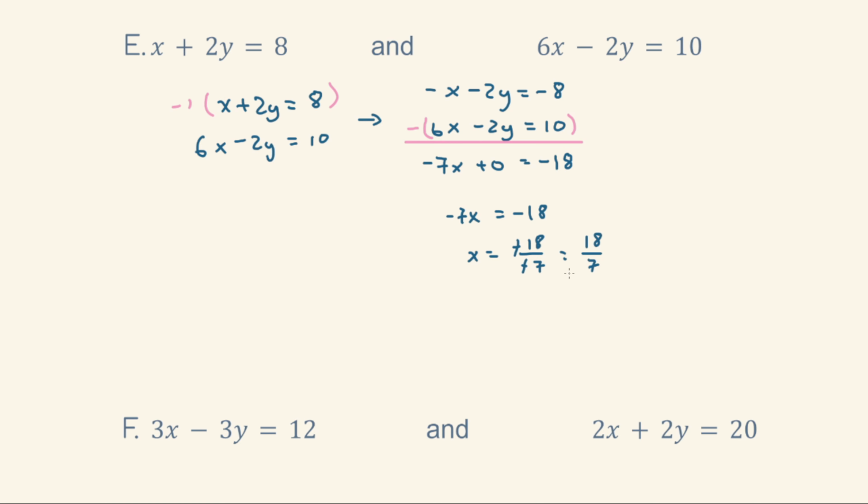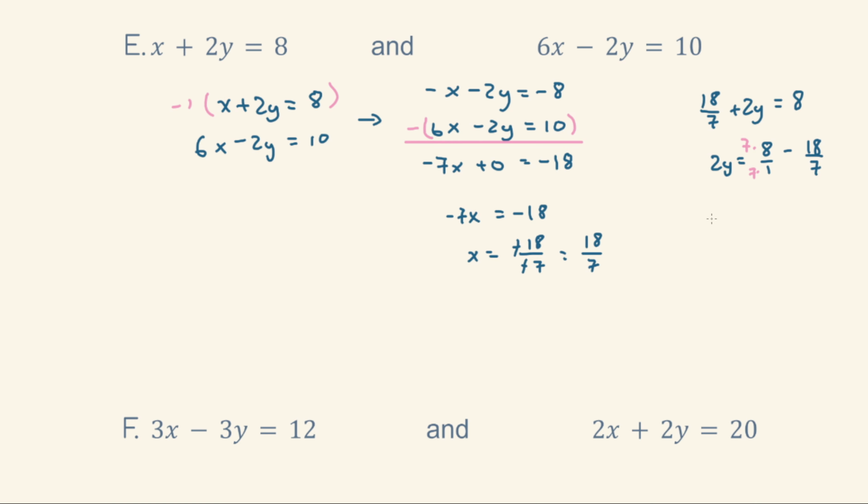Now, to find out what your y is, you have to take 18 over 7 and plug it back into either one of those equations, okay? So let's use the left one here, all right? So we're going to get 18 over 7 plus 2y is equal to 8. So 2y is equal to 8 minus 18 over 7. Let's put this on a common denominator here. So multiply by 7, multiply by 7.